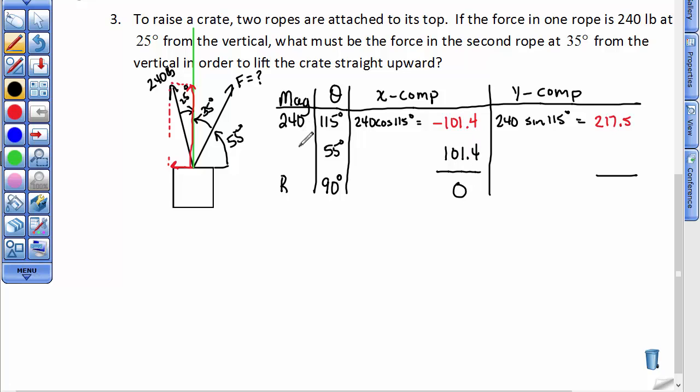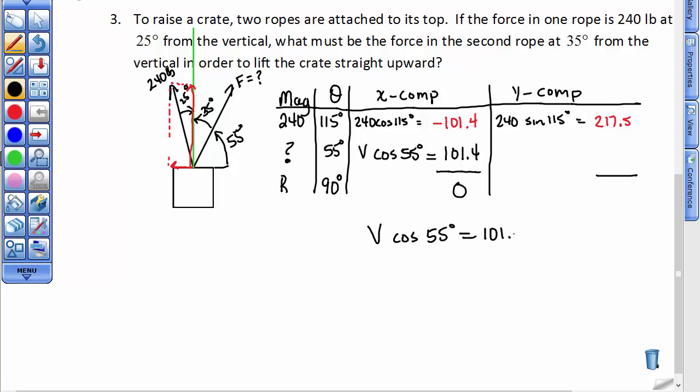So now what I have to do is figure out the magnitude of this vector. So what is the magnitude of this vector if I multiply it by the cosine of 55 degrees in order for it to equal 101.4? And that's all I really have to do here.